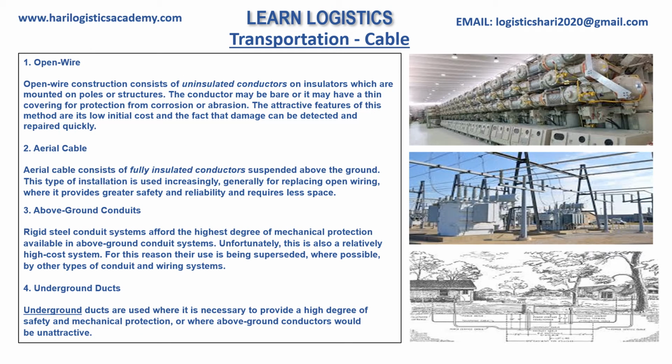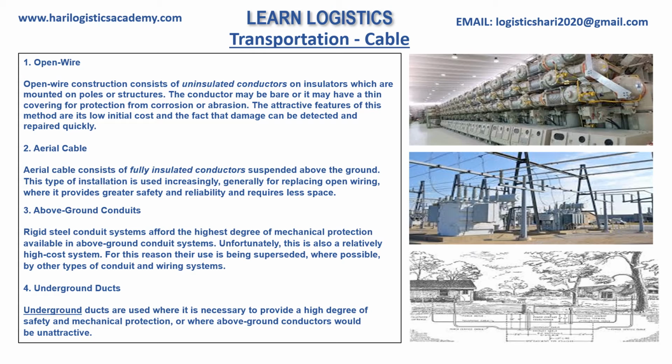There are various types of cable laying. One is open wire. Open wire construction consists of uninsulated conductors on insulators which are mounted on poles or structures. The conductor may be bare or it may have a thin covering for protection from corrosion or abrasion. The attractive features of this method are its low initial cost and the fact that damage can be detected and repaired quickly.